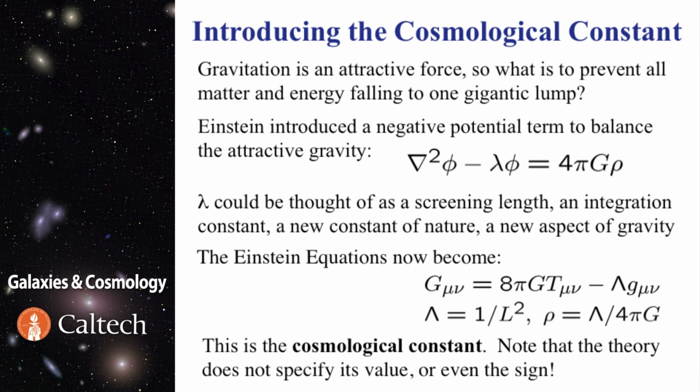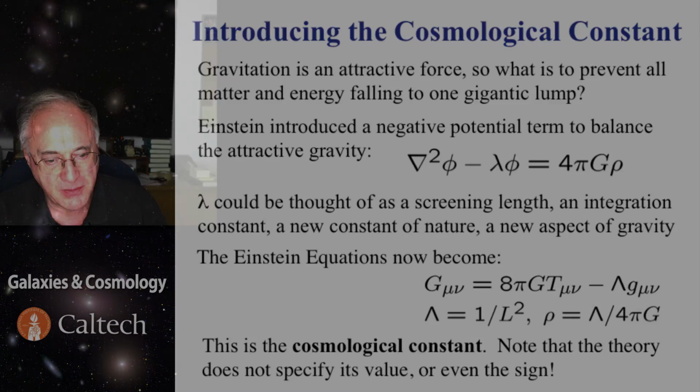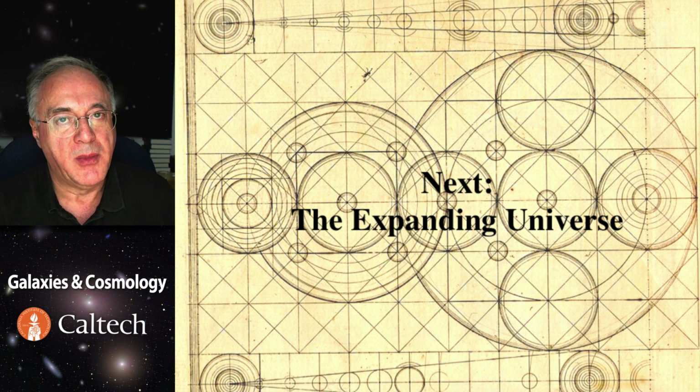Now, if it is seen as, say, an integration constant, we have no idea what it is. The theory doesn't give us its value, and we don't even know its sign. It can be an attractive force or a repulsive force. Turns out it is a repulsive force, and it is actually very important, but we'll cover that later in the class. So those are the basic notions of relativistic cosmology. Next time, we'll talk more about the expanding universe and what that means.